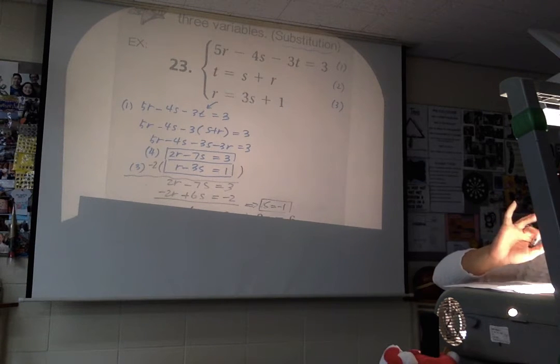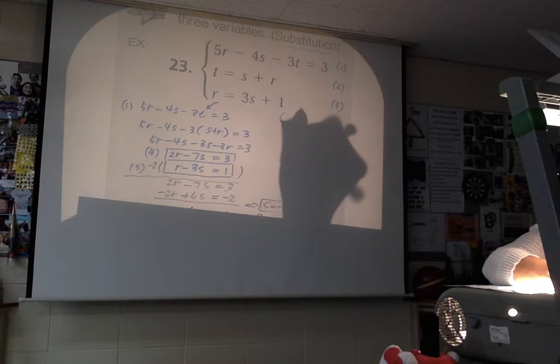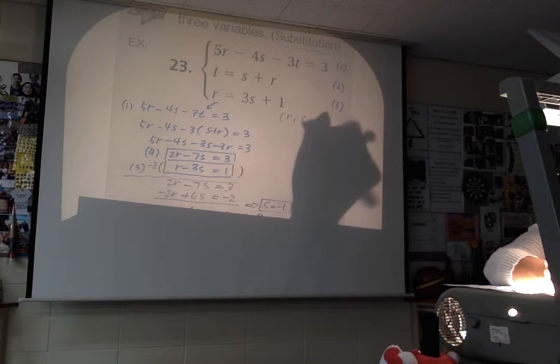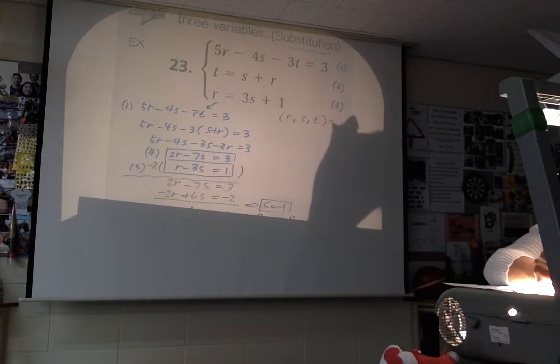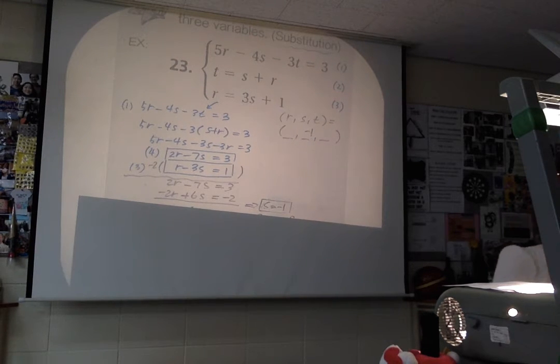But you guys, I forgot to tell you, whenever you're solving a system of 3 equations, what you should start out with is put it in alphabetical order, R, S, T. And this is the way you're going to find your answer. So as you find your answer, fill in the blanks here. I like to do that. So we found S, so I'm going to put negative 1 right here. We found S, okay? That's fine.